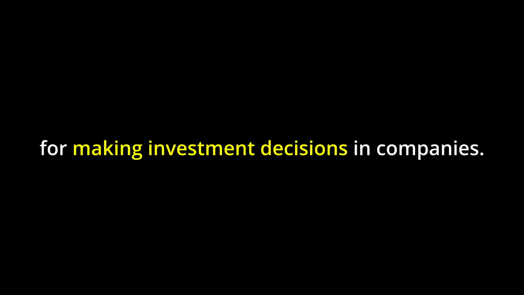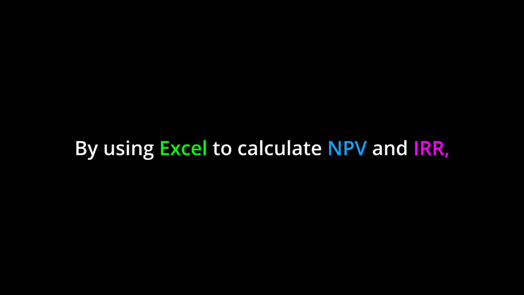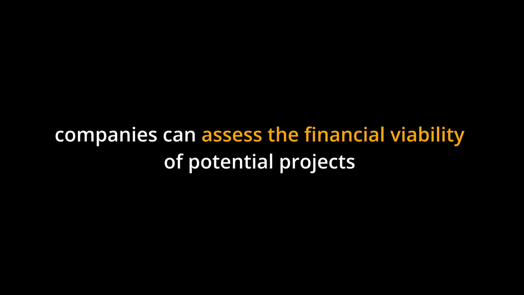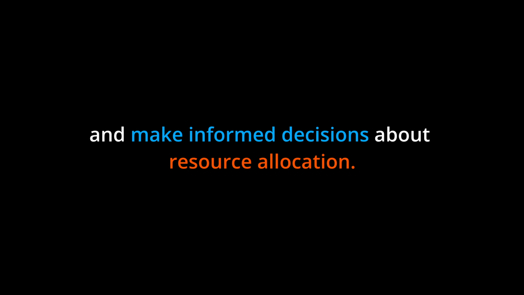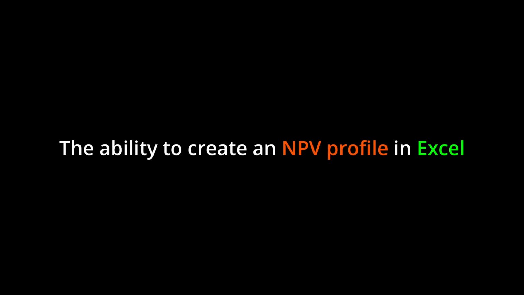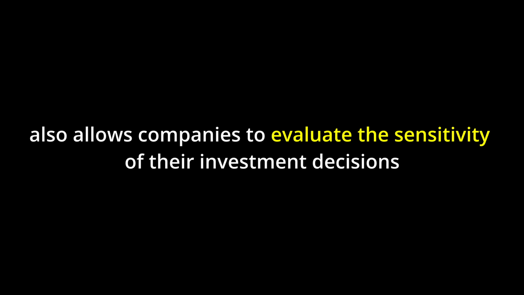Conclusion. Chapter 16 demonstrates how Excel can be a powerful tool for making investment decisions in companies. By using Excel to calculate NPV and IRR, companies can assess the financial viability of potential projects and make informed decisions about resource allocation. The ability to create an NPV profile in Excel also allows companies to evaluate the sensitivity of their investment decisions to changes in financing costs. By mastering these Excel techniques, you will be equipped to contribute to the financial success of your organization and make informed investment decisions.